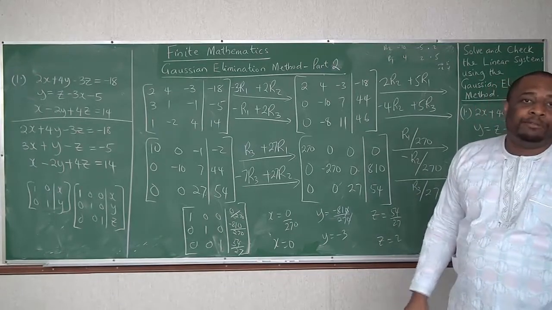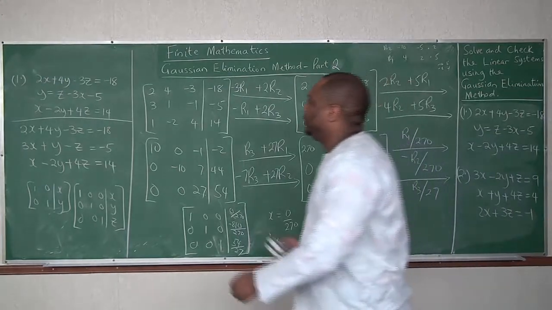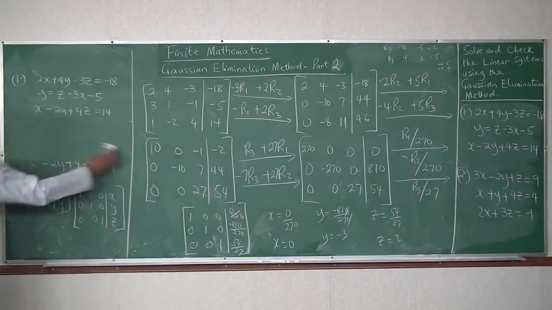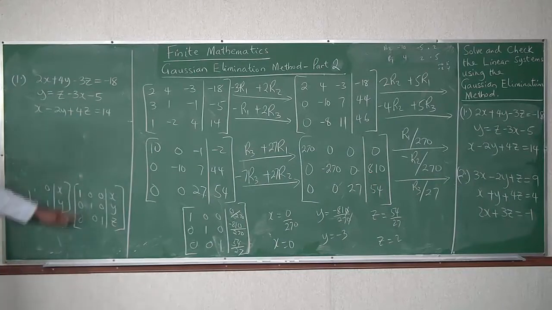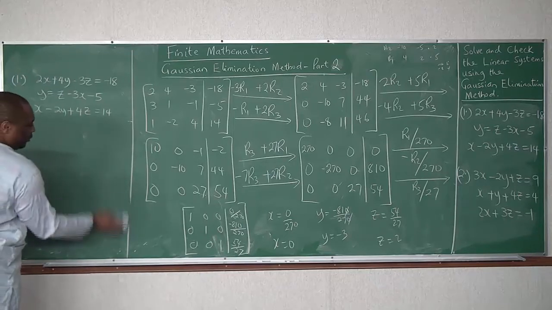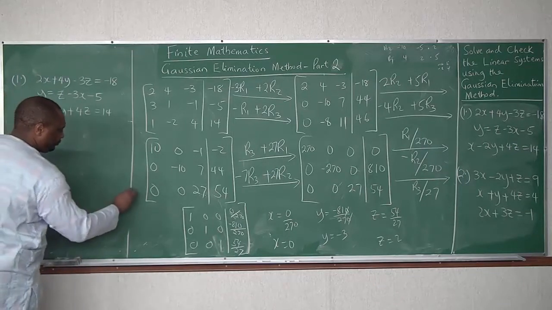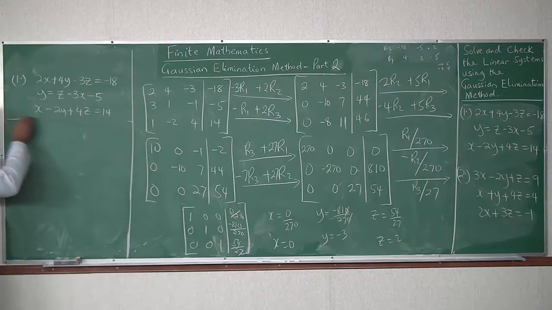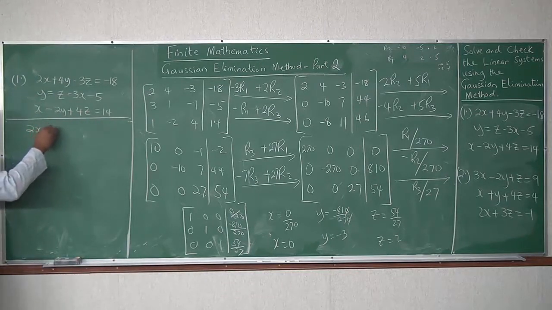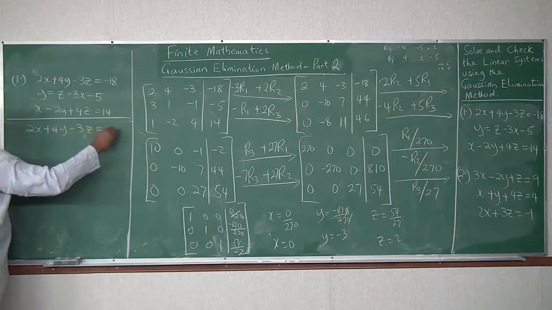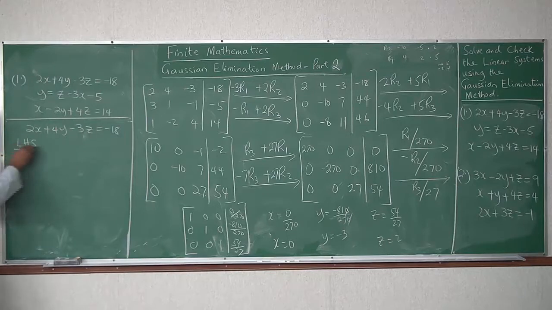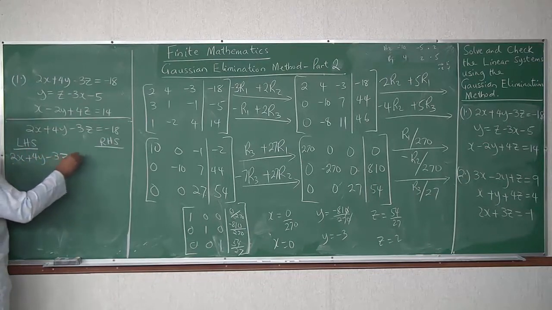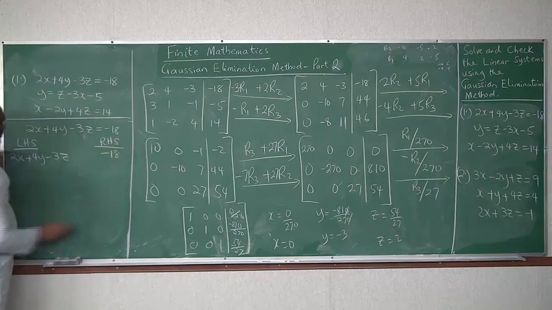What do we do next? We have to check our work. And when we check with what? The main equation. We don't check with the modified equation. So we made it to look like this, and this is our x, y, and z. We check with the main equation. The first equation we have here, 2x plus 4y minus 3z equal to minus 18. Left hand side, right hand side. The left hand side is 2x plus 4y minus 3z. Right hand side is minus 18.